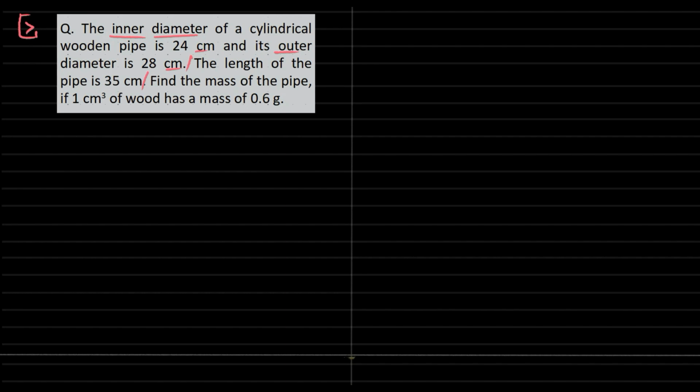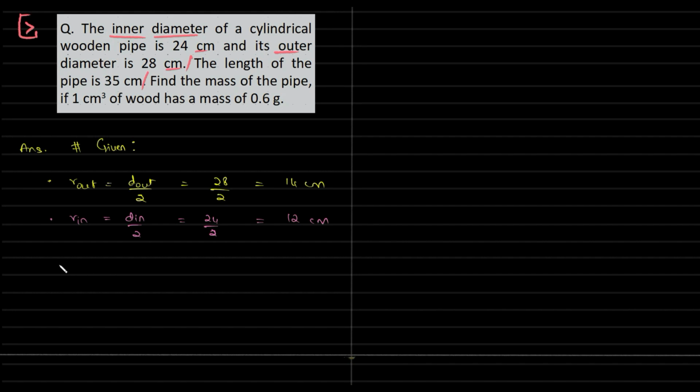So that's density. I hope you guys know about density. We have been given the outer diameter. So we'll start with outer radius, which is outer diameter by 2, which is 28 by 2, that is 14 centimeter. Then move on to inner. Inner radius is inner diameter by 2, which is 24 by 2, that is 12 centimeter.